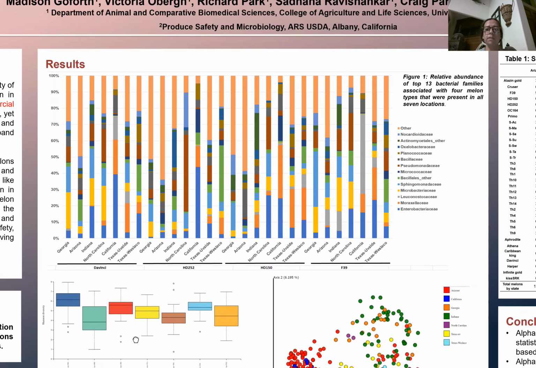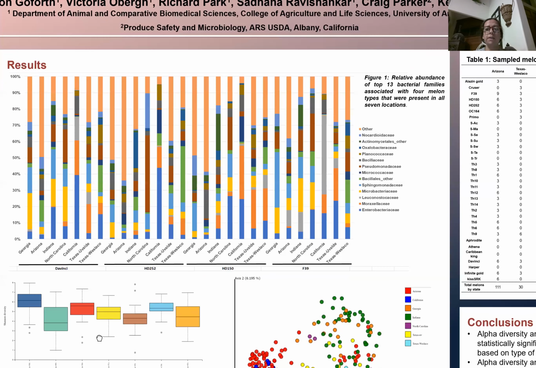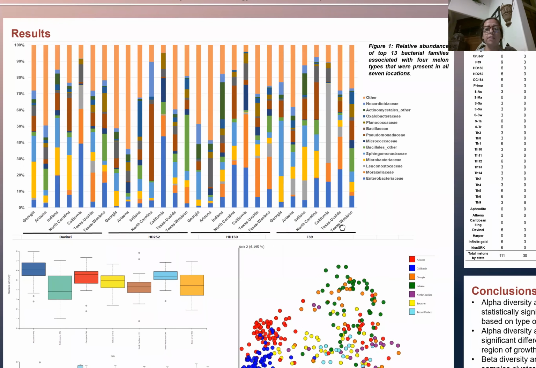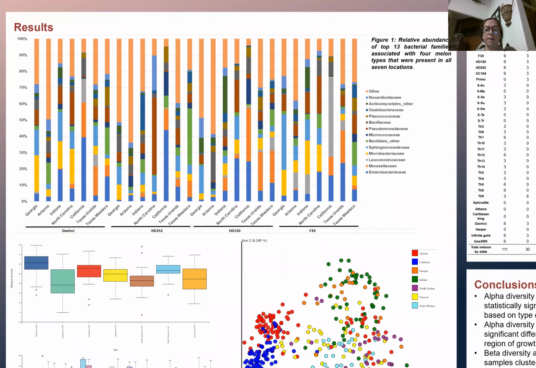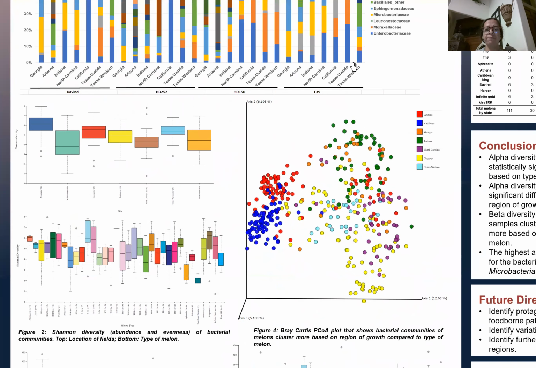So for some results, for our figure 1, we have the relative abundance of the top 13 bacterial families associated between all 7 regions of 4 melon types. Some of the big contenders are Enterobacteriaceae, Microbacteriaceae, and a couple others that were really prevalent.